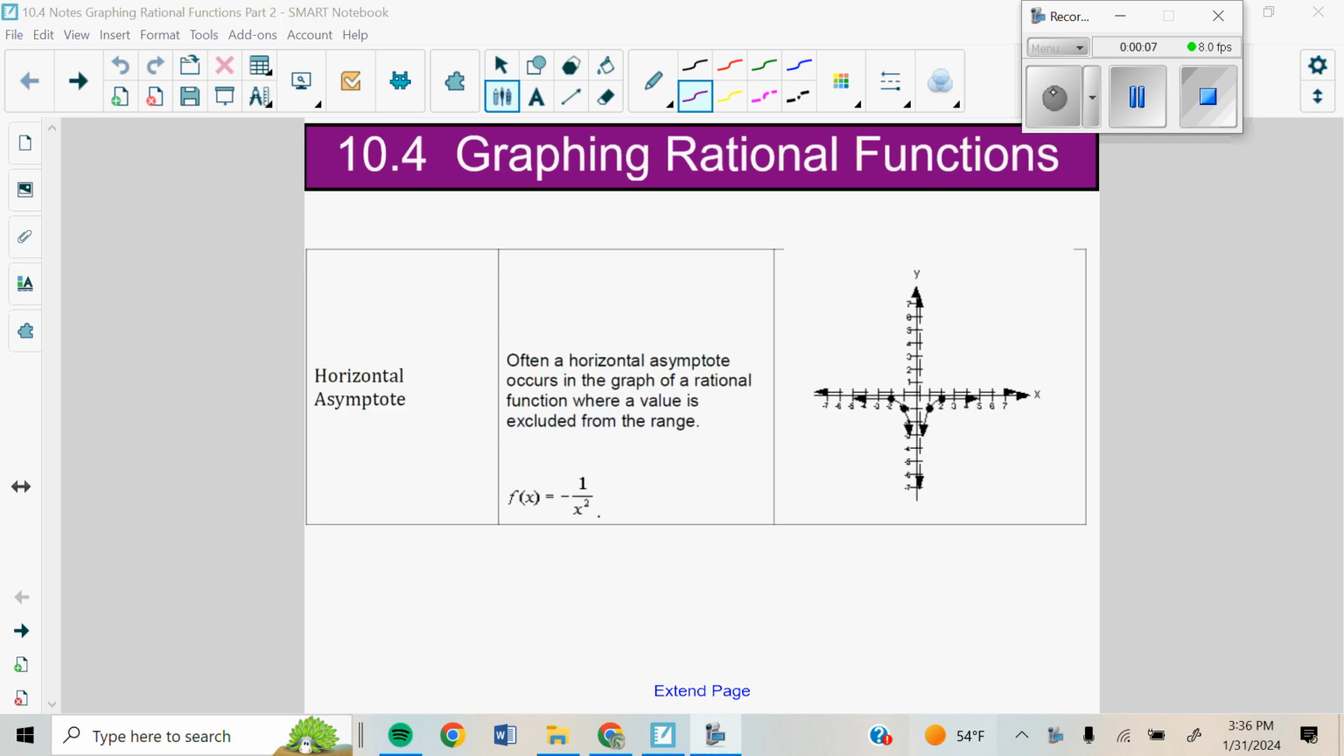So in yesterday's notes, the first part of Graphing Rational Functions, we talked about holes and vertical asymptotes. And both of those came from excluded values in the domain. And I mentioned that we'd have horizontal asymptotes today. And so horizontal asymptotes come from the range. So that's the y part.